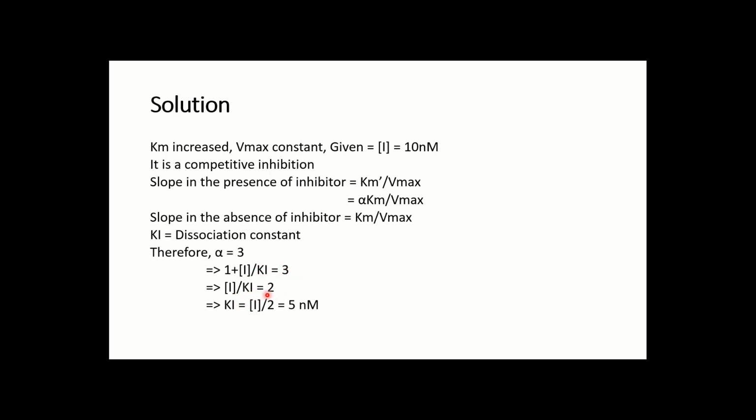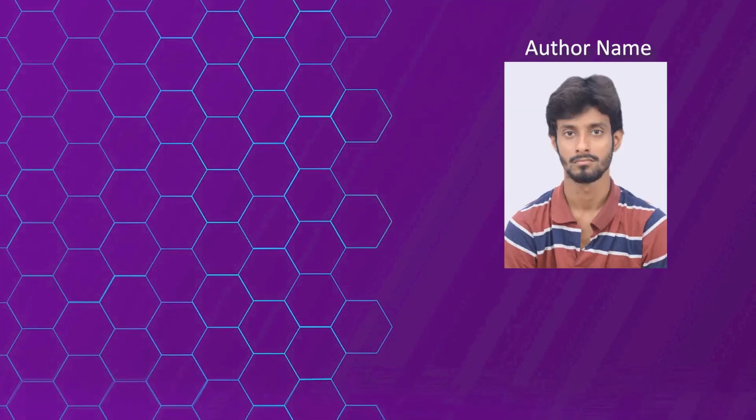So I by Ki is equal to 2. So Ki is equal to I by 2, right? I is given as 10 nanomolar. So 10 by 2 equals 5 nanomolar. So this is the dissociation constant.